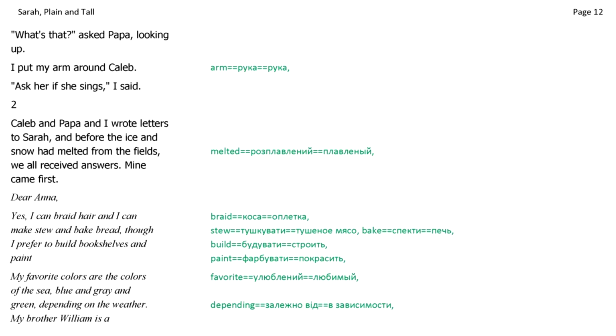Chapter 2. Caleb and Papa and I wrote letters to Sara, and before the ice and snow had melted from the fields, we all received letters. Mine came first.